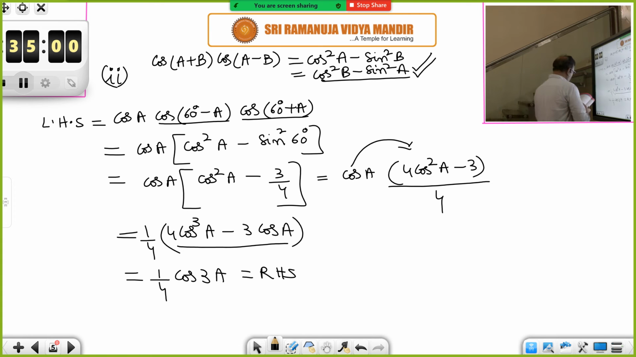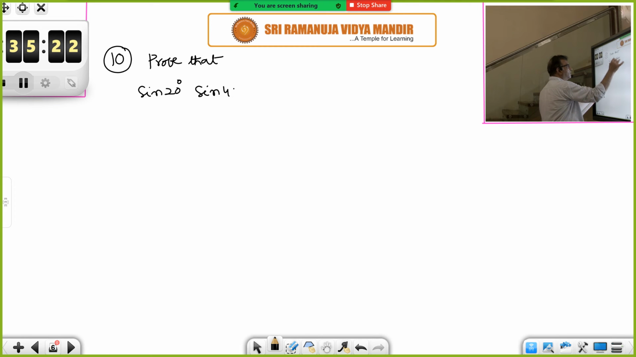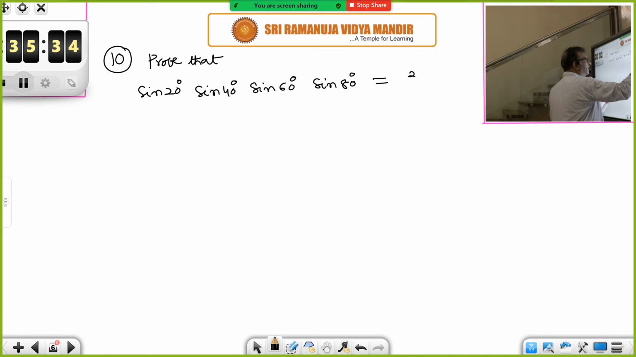Now in the 10th problem only, some bits are there. Okay, prove that sine 20 degrees, sine 40 degrees, sine 60 degrees, sine 80 degrees is equal to 3 by 16.